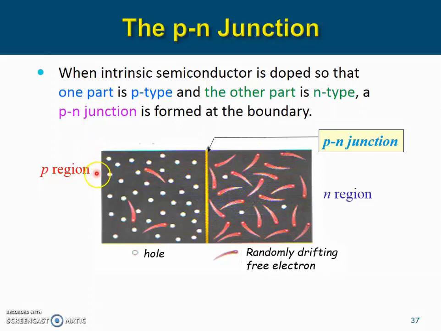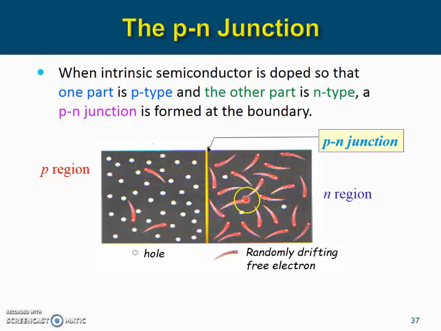An intrinsic semiconductor is doped differently into two regions. In this region, it is doped with trivalent impurities, so lots of holes are generated. The holes are the majority charge carriers. While there are a few free electrons in the p region, they are the minority charge carriers. They are generated thermally by the external heat energy.